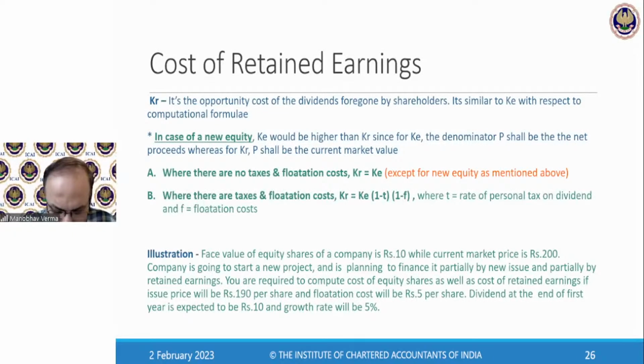So then we're talking about whether the cost of retained earnings would be the same as the cost of equity, because retained earnings are part of equity itself. Now let us talk about this. Of course, this is nothing but the opportunity cost, because we are looking at the dividends which are foregone by the shareholders. That's what we are looking at. Now, the only point is, if the company has to issue a new equity, please listen to me.